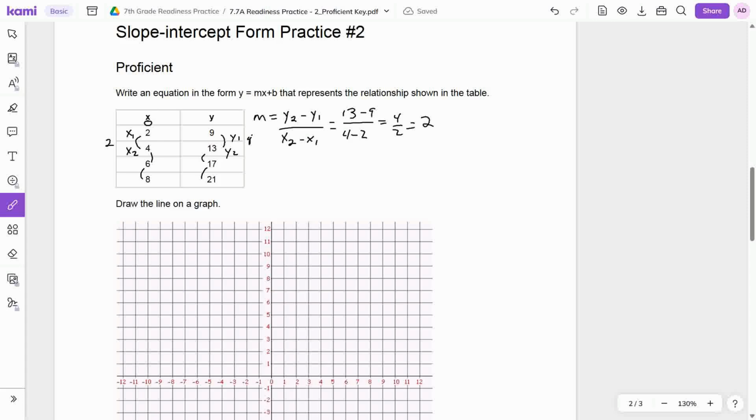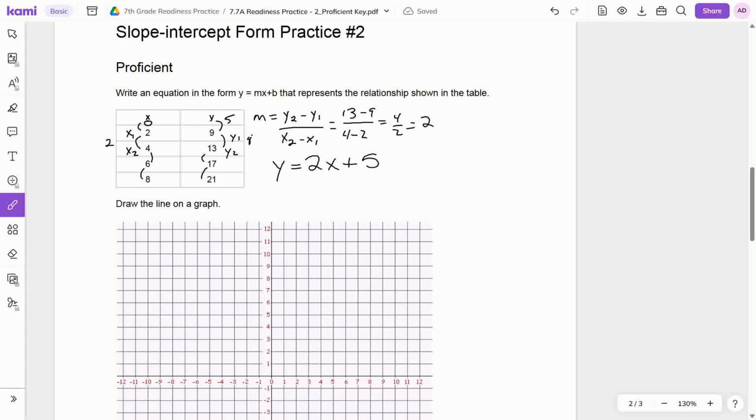Well, let's go backwards. It goes down 2, which means that's going to go down 4. What's down 4 from 9? That's going to be 5. So we can say y equals 2x plus 5.